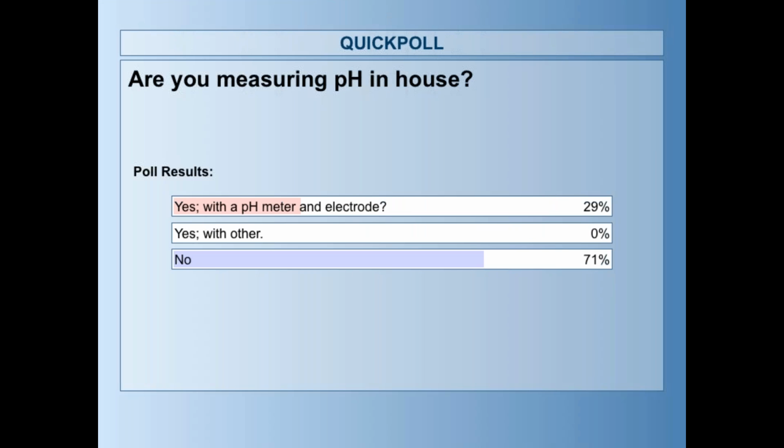So, looking at our results, we see that 29% of our audience is measuring pH in-house with a meter and electrode, where 71% are not currently measuring pH in-house at this time. So we're going to go ahead and talk about the best measurement practices for measuring pH, as well as, if you're considering bringing it in-house, how to, again, determine that you have the best instrument and the best set of tools for that job.